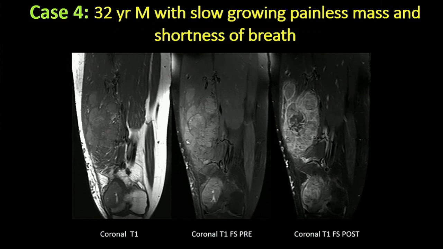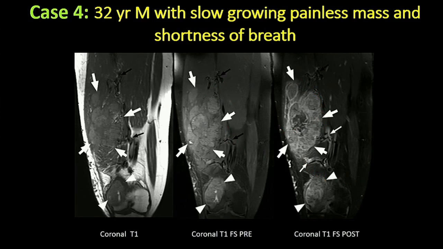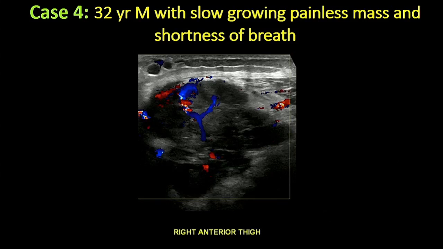Our last case, this is a 32-year-old male with a slow-growing painless mass in his thigh and shortness of breath. And you are given a coronal T1 fat-sat pre and post images. And you can look at this. There's enhancement throughout. There's more peripheral, but there is some central area of necrosis, but there's a fair amount of enhancement. We also see vascular structures coming in on our pre-contrast. So next, this is our vascular ultrasound. We can identify the area of enhanced vascular flow on Doppler.